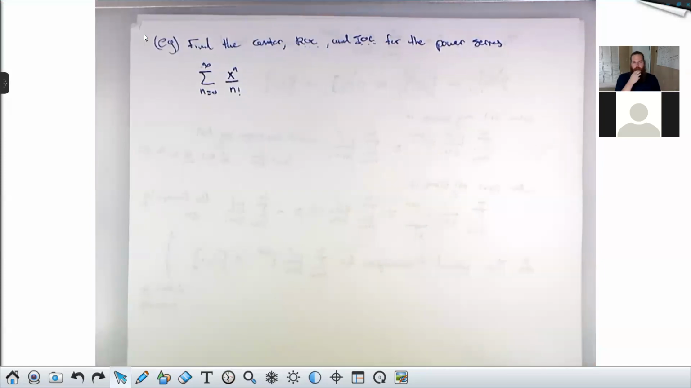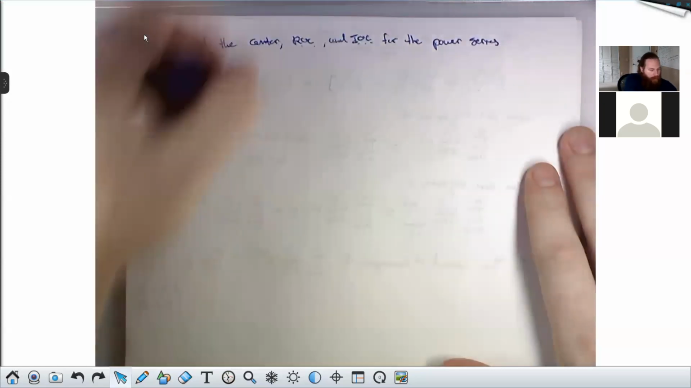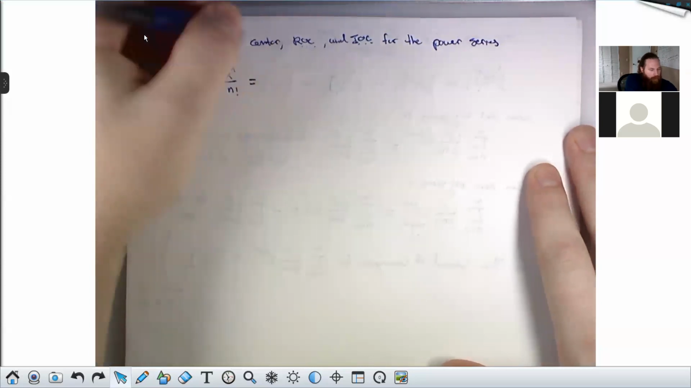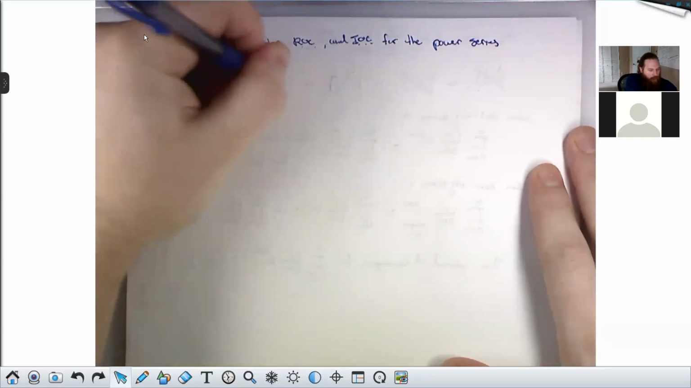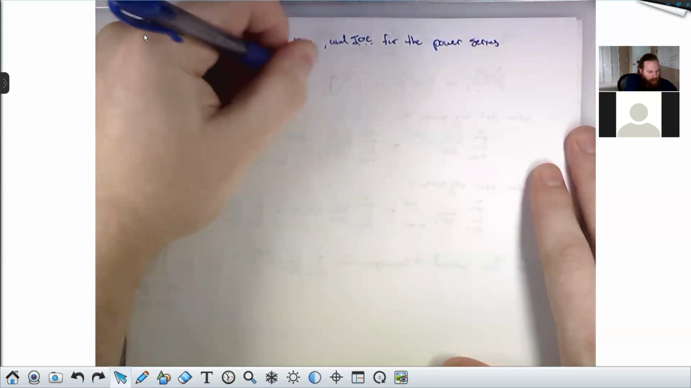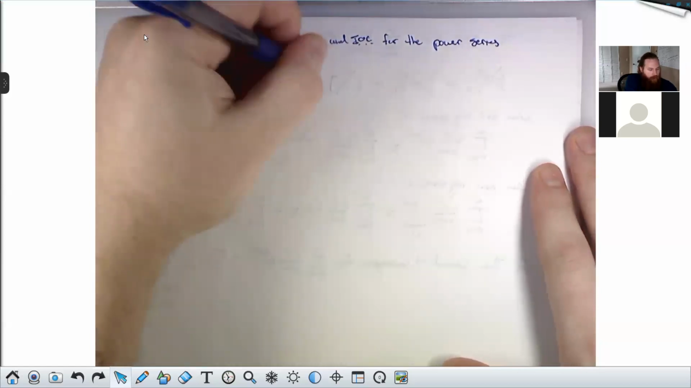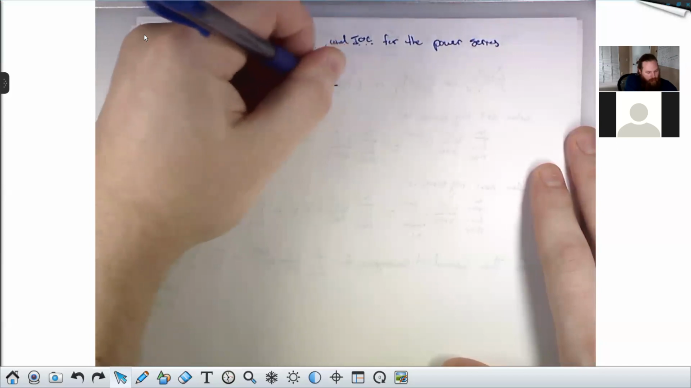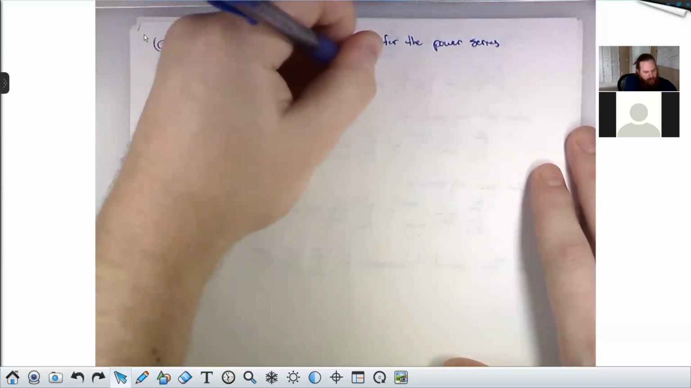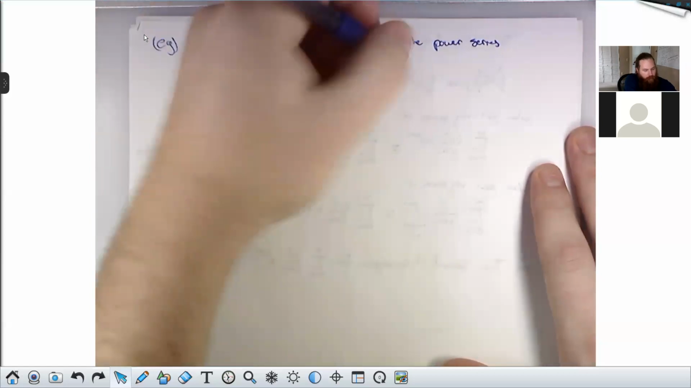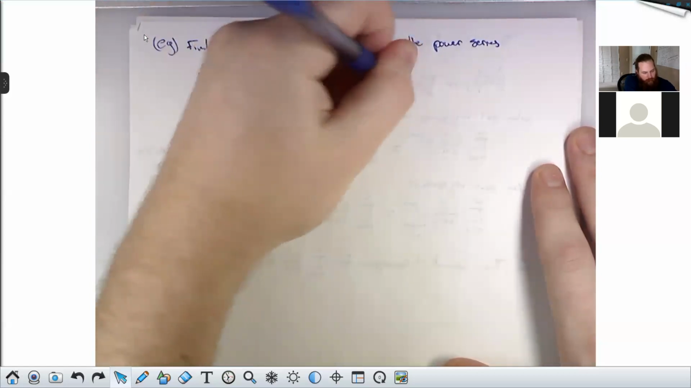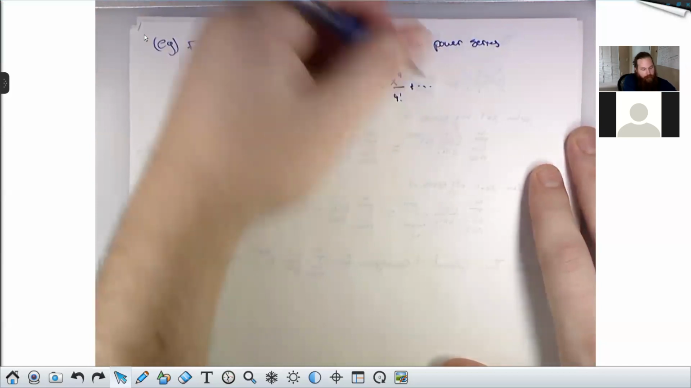This is a famous power series. This is the power series for e to the x. If you plug in n equals 0, you get 1 over 0 factorial, plus plug in n equals 1, you get x over 1 factorial, plus x squared over 2 factorial, plus x cubed over 3 factorial, plus x to the 4 over 4 factorial, and so on.